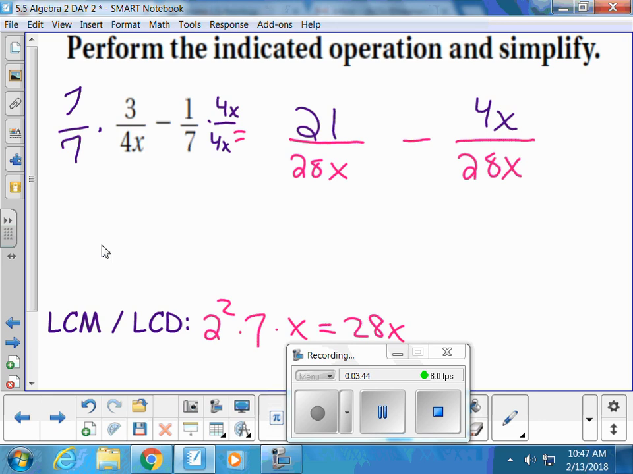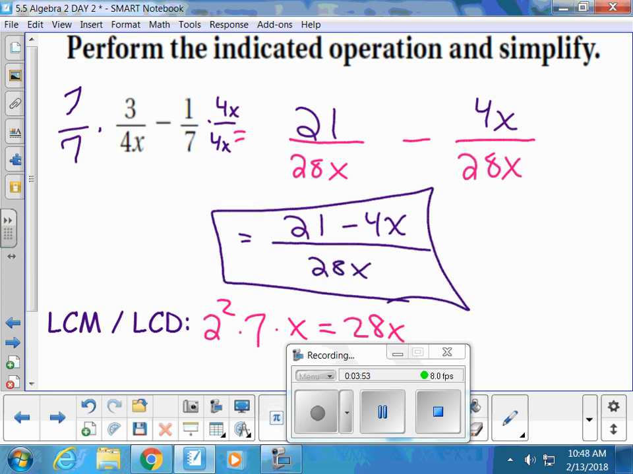We have our common denominators. We're going to go ahead and subtract the top, 21 minus 4x, and we're going to keep the bottom at 28x. And that's all you can do. There's really nothing I can factor or cancel in this one. You absolutely would not want to slash these x's out. That would be an illegal math move. So you're just going to leave it right here. How fun was that? Smiles all around.